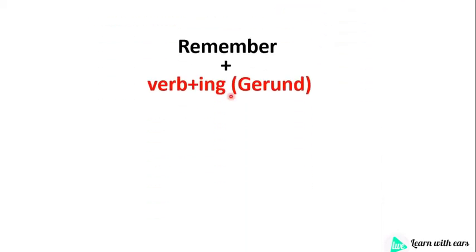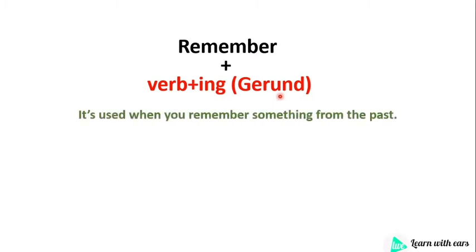Now let's see how to use it. We can use remember with verb plus ing. This is called gerund. So remember is used when you remember something from the past. Now let's see some examples.